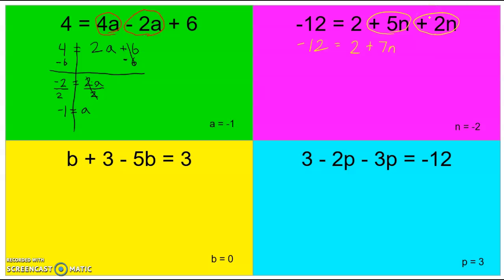Had a little interruption. That's okay. So, looking at this problem here, we have negative 12 is equal to 2 plus 7n. We want to draw our line to separate the two sides, making it clear.